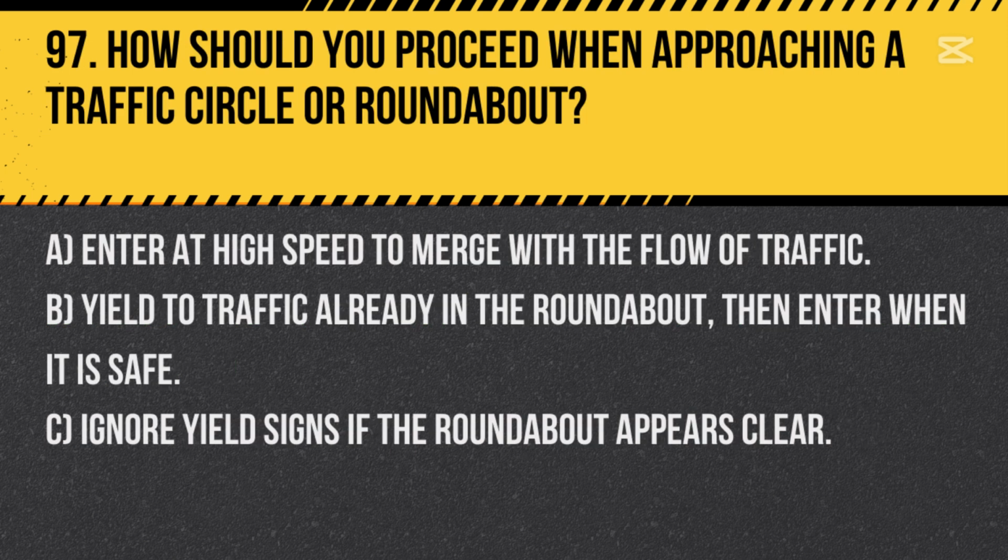Question 97. How should you proceed when approaching a traffic circle or roundabout? A. Enter at high speed to merge with the flow of traffic. B. Yield to traffic already in the roundabout, then enter when it is safe. C. Ignore yield signs if the roundabout appears clear. Answer: B. Yield to traffic already in the roundabout, then enter when it is safe. This ensures that traffic flows smoothly and safely within the roundabout.